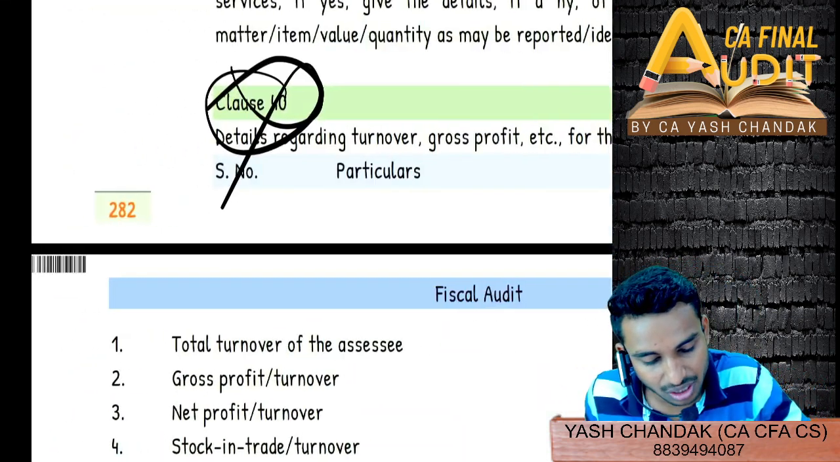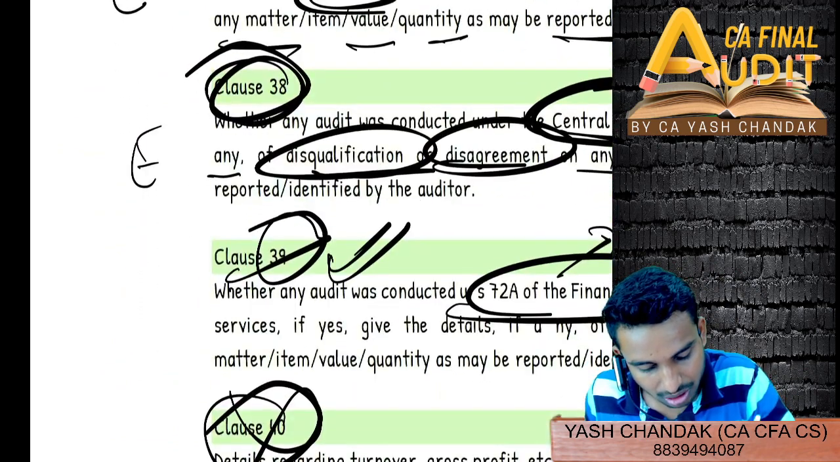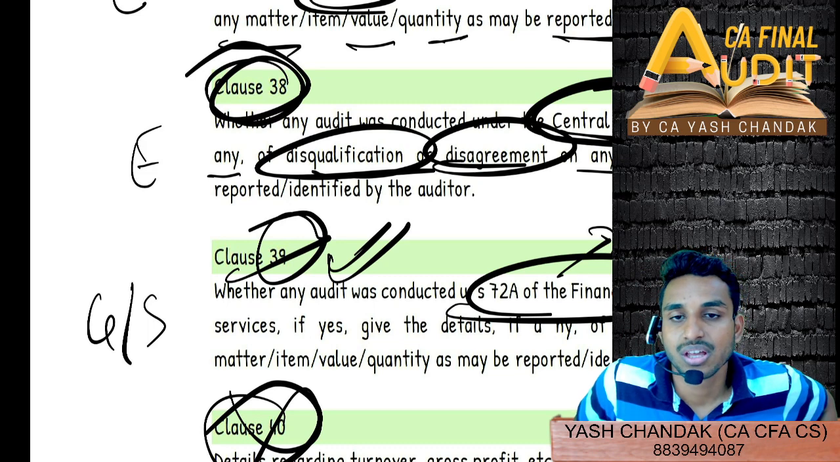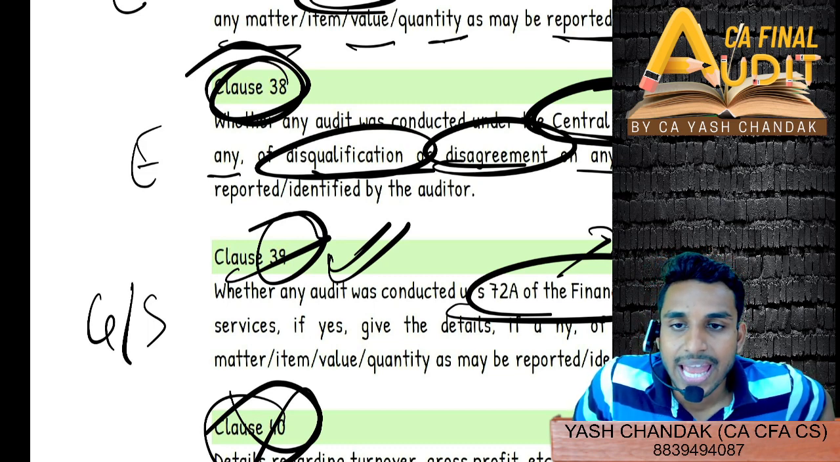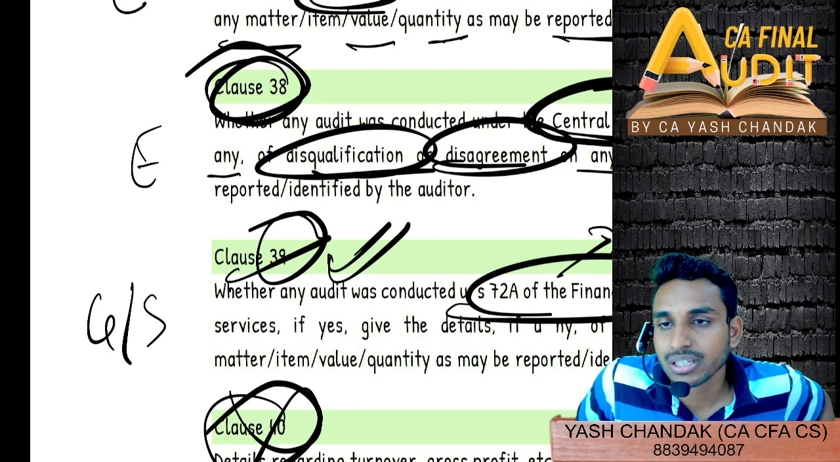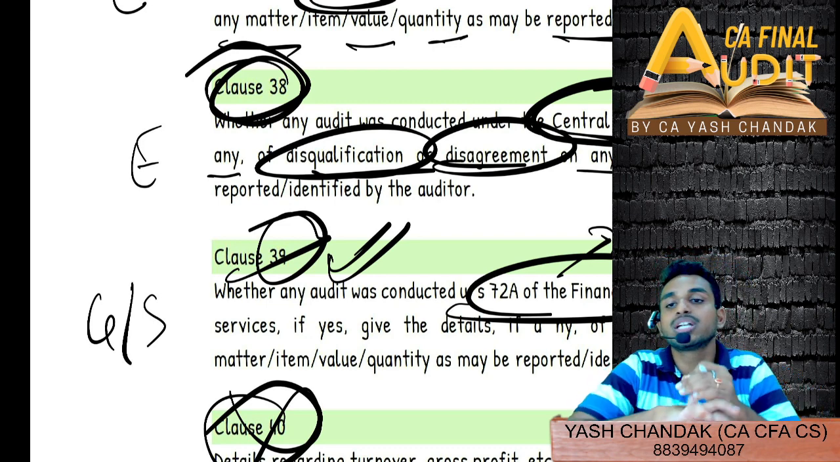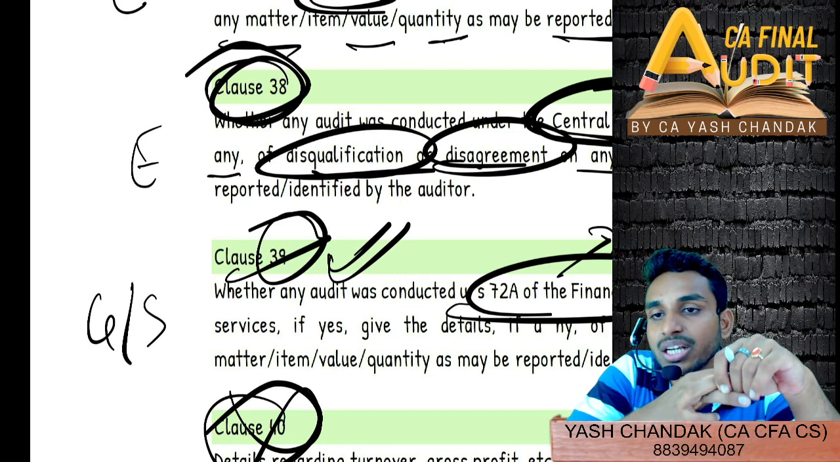So remember like this, it's in alphabetical order: C, E, G or S, whatever it be. CES: 37 starts with cost audit, then excise audit, then GST or service tax audit, and lastly, clause 41. We have to give details about the audits and the demand orders or refund orders which have been issued by the department.